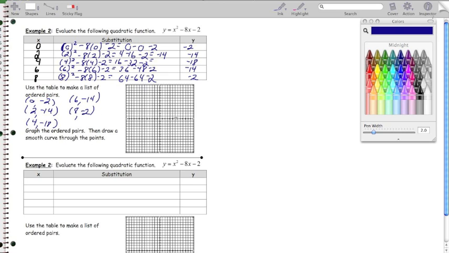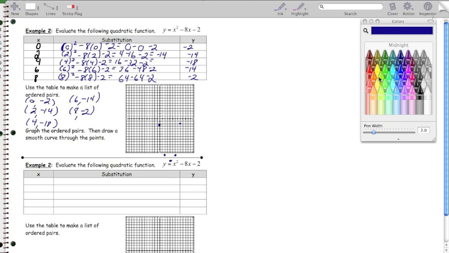So let's plot these. 0, negative 2. 2, negative 14. I know that this goes to here, 13. 4, 1, 2, 3, 4, negative 18. I'm going off the graph. You could have counted by 2s if you wanted to also. 6, 1, 2, 3, 4, 5, 6. I'm going to be back up around here. And 8, negative 2: 2, 4, 6, 8, negative 2.